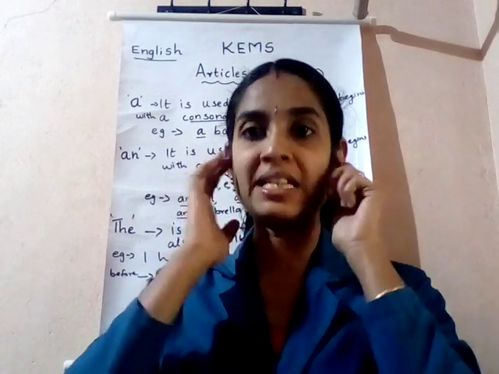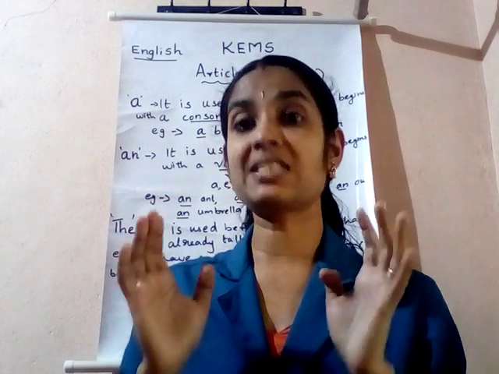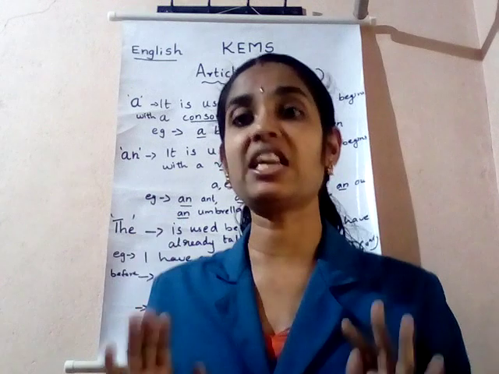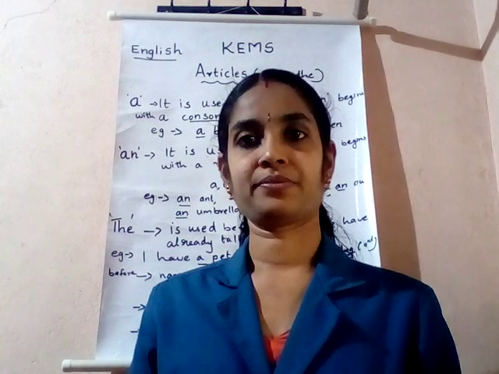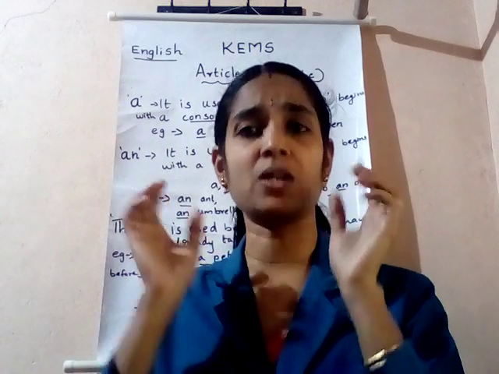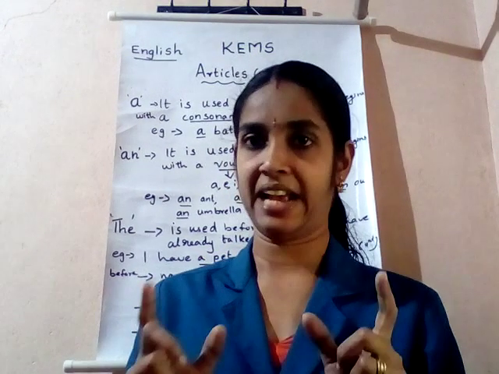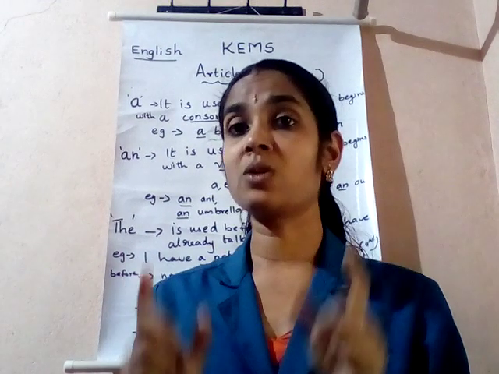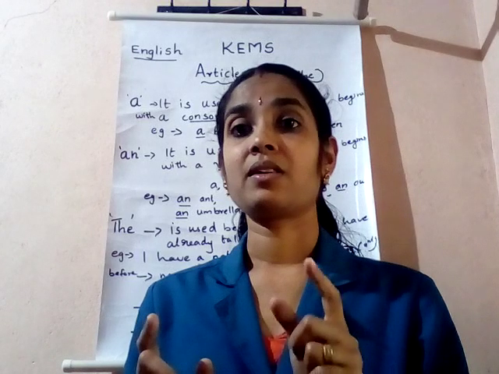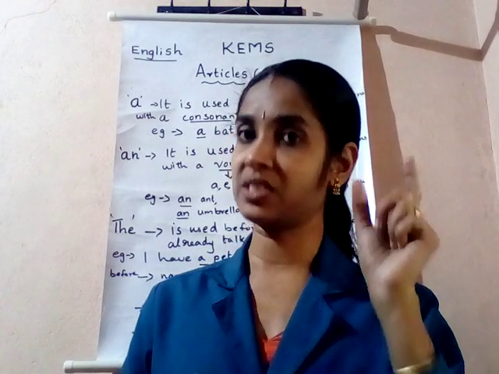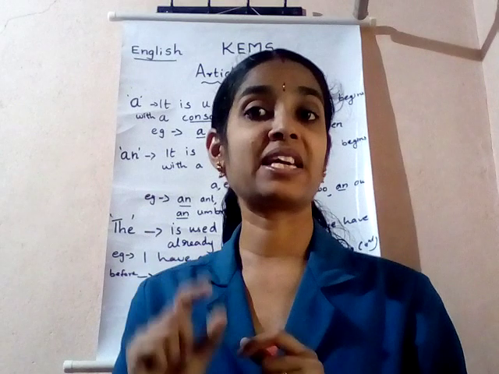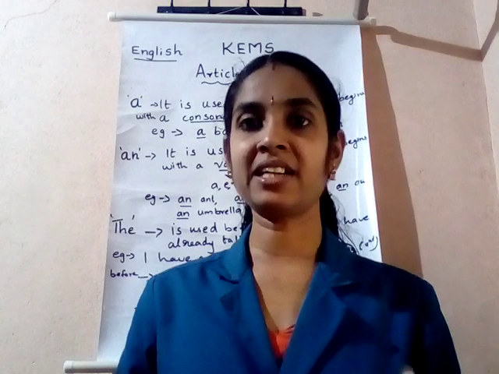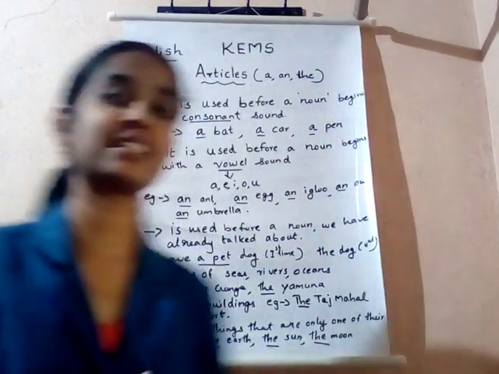Okay. So please remember that when a noun begins with a vowel sound, only then we have to use "an." And when a noun begins with a consonant sound, we have to use "a." Okay, remembered? Don't forget. Nouns that start with a consonant sound take "a," and nouns that begin with a vowel sound take "an." Okay, is that clear? Okay, just check the next one.